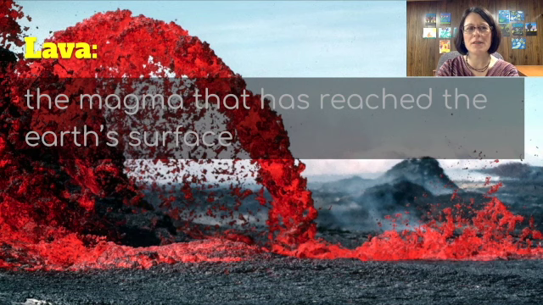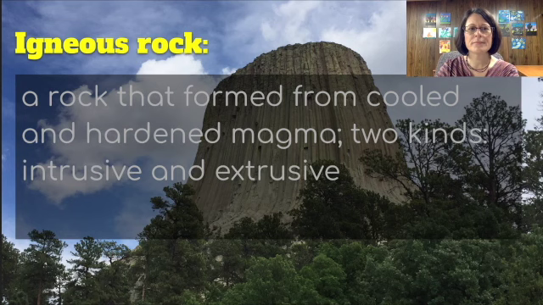Lava is magma that has reached the Earth's surface. So it's magma under the surface, it's lava on top of the surface. Igneous rock is a rock that formed from cooled and hardened magma. Two kinds are intrusive and extrusive that we're going to talk about.